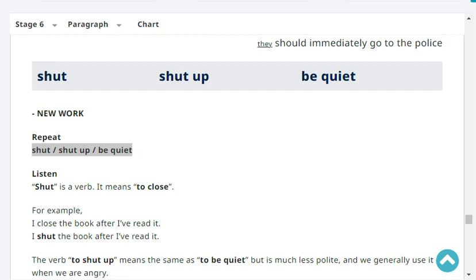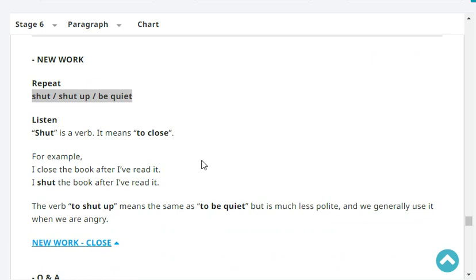The word shut is a verb. It means to close. For example, I close the book after I read it, or I shut the book after I read it.